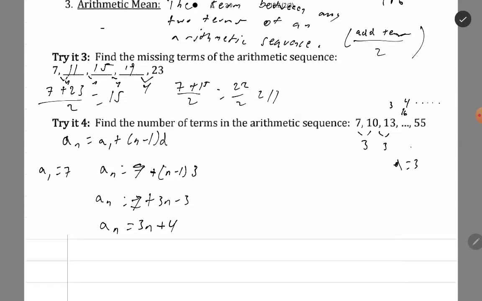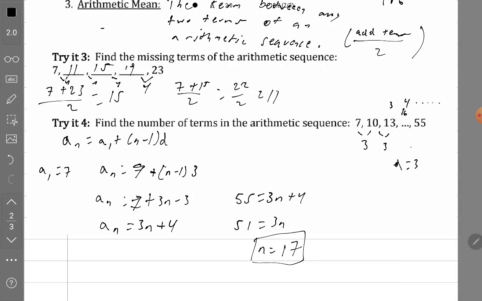Okay. Now that I have my rule, I can just set my last term. So my last term is 55, right? And we're trying to find out what n is. So 55 equals 3n plus 4. So we subtract 4, we'll get 51 equals 3n. So n equals 17. So that is the 17th term. 55 is the 17th term. Alright, let's move on.